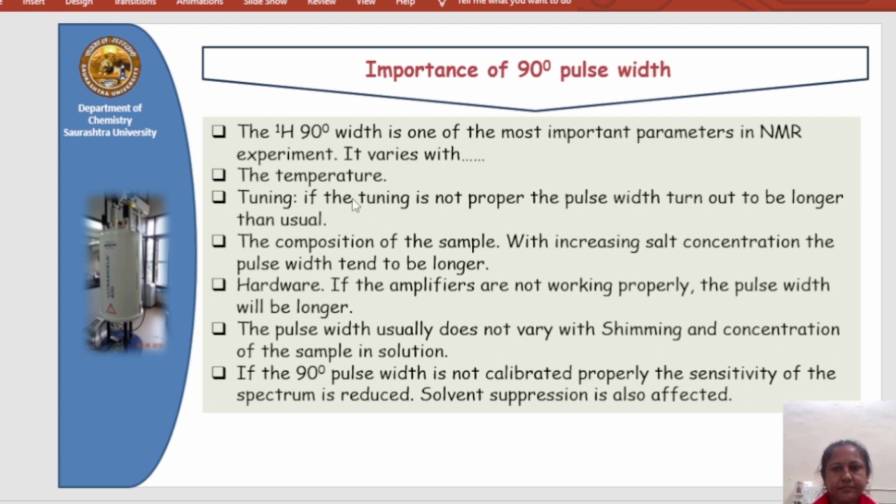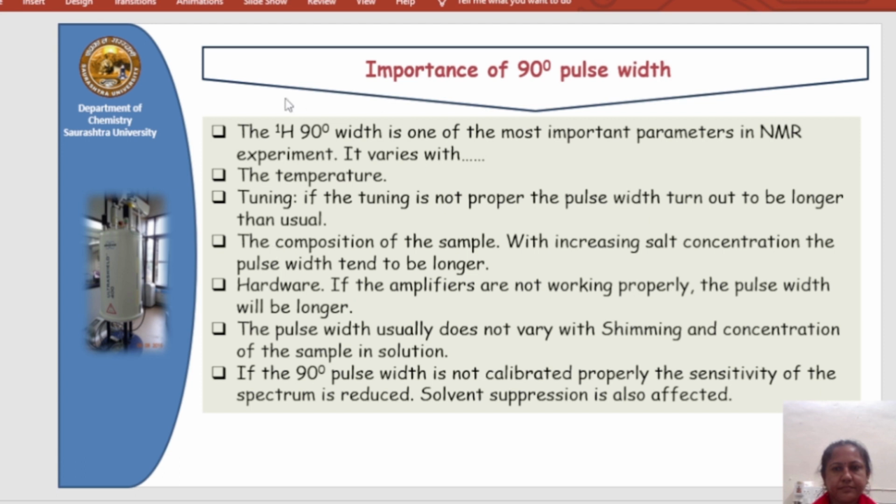Now, what is the importance of the 90-degree pulse? The 1H 90-degree pulse width is one of the most important parameters in an NMR experiment, and it varies with some factors. First one is the temperature, second is tuning, third is the composition of the sample, fourth is the hardware. The pulse width usually does not vary with shimming and concentration of the sample solution. And if the 90-degree pulse width is not calibrated properly, the sensitivity of the spectrum is reduced, and solvent suppression is also affected. So these factors are all affected by the 90-degree pulse.